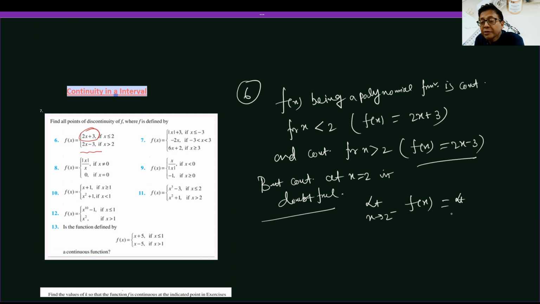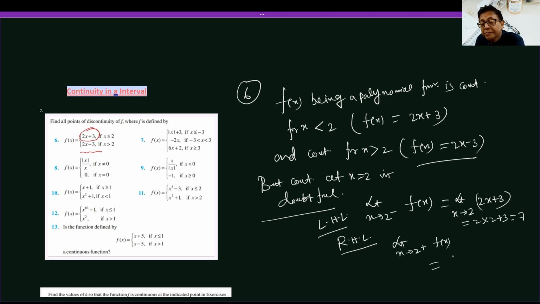This will be limit x tending to 2 minus, meaning 2x plus 3. You take 2 into 2 plus 3, that is 7. This is the left hand limit. What about the right hand limit? Limit x tending to 2 plus f(x), and this is 2x minus 3. So 2 into 2 minus 3, that is 1.